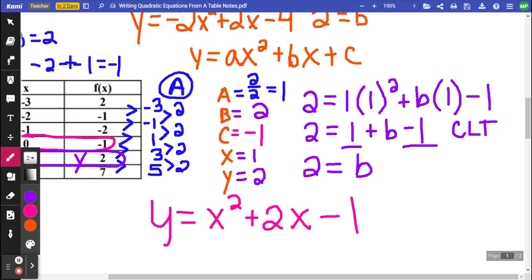But the kicker is, what do we have to do over here? Divide it by 2. And why? Because that's just part of the formula. So that equals negative 1. Okay? Your C value is where x equals 0. So what is C?